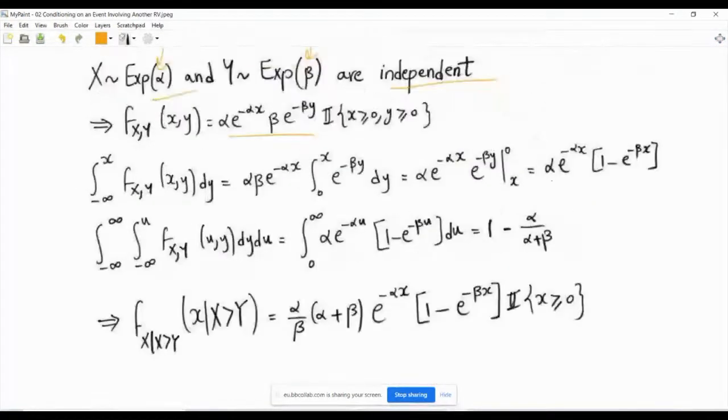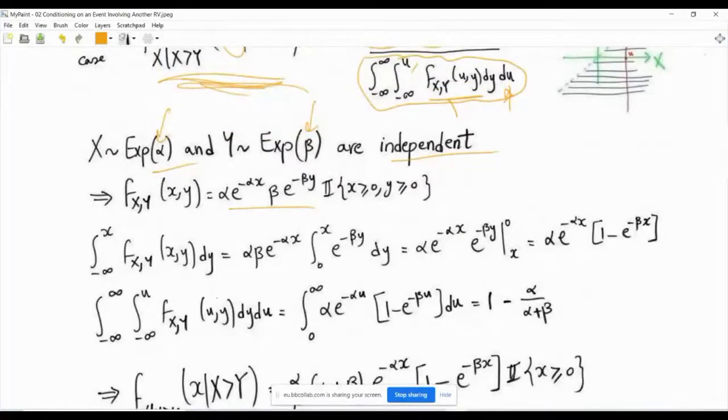And here you go from, I wrote it down, so this is a general case with minus infinity, but in our case here, the indicator functions will tell you it's from 0 because those are non-negative random variables. So you start from 0.